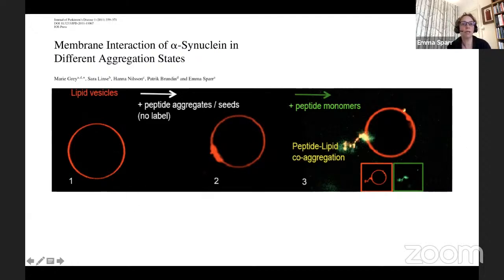In the first stage, we have a lipid vesicle with a red fluorescent dye. We add small seeds of peptide that have no label, but parallel experiments also confirmed that these seeds absorb to the membrane and cause membrane thickening. One can also stain and see that it is these seeds. Then we add peptide monomer, and you see the growth of something from the membrane, from these seeds, and that thing now contains red, which is lipid, and green, which is protein. So we see a co-aggregation process.